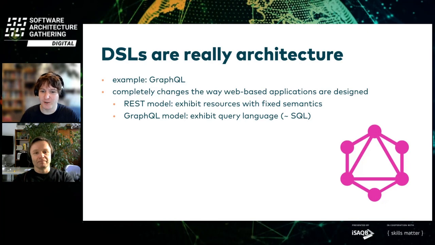So if we look at GraphQL, which is kind of the new kid on the block how to write web applications. And if you compare it with the incumbent, which is REST, I would say, then you can easily see that GraphQL as a domain-specific language really changes the way that you have to design your web application. Now, again, I'm not trying to say which one is better or which one is worse. I'm just saying it changes your software architecture. And I think this is the best argument that we can make, that if DSLs change your software architecture, then they are software architecture, right?